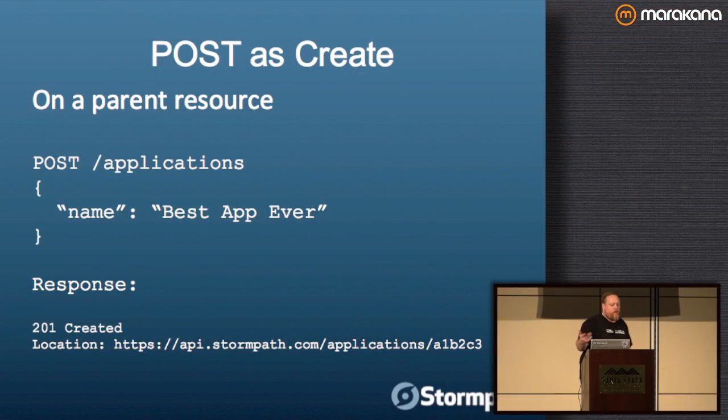Post, however, can also be used as create, and this is typically done on a collection resource, and you're going to add a child to that collection resource, and you're allowing the server to generate an identifier because you might not know what it is when you interact with the server. And so in this case, we're calling a post with a payload on the application's endpoint, and if this is successful, we're going to get a 201 created, not a 200. This should be a 201.